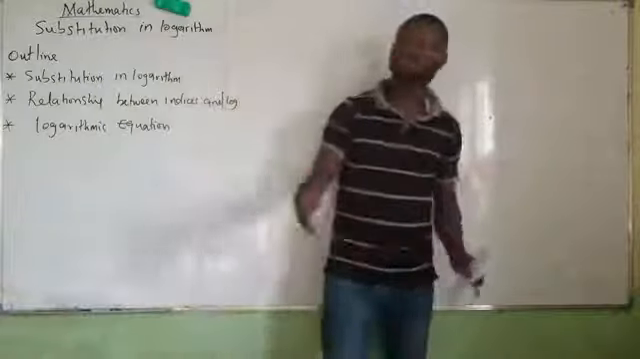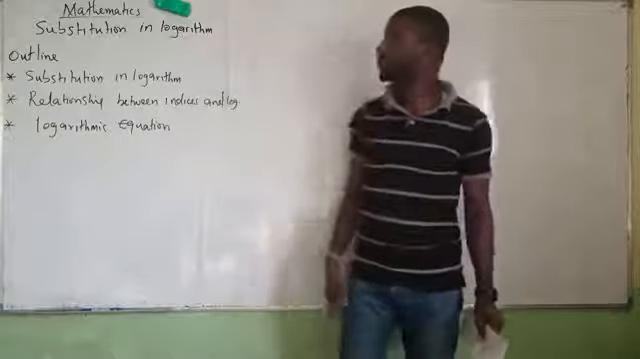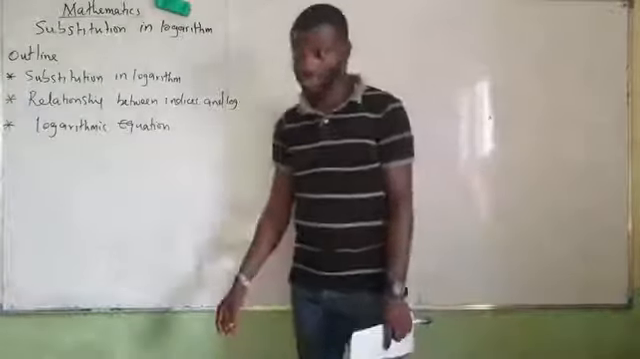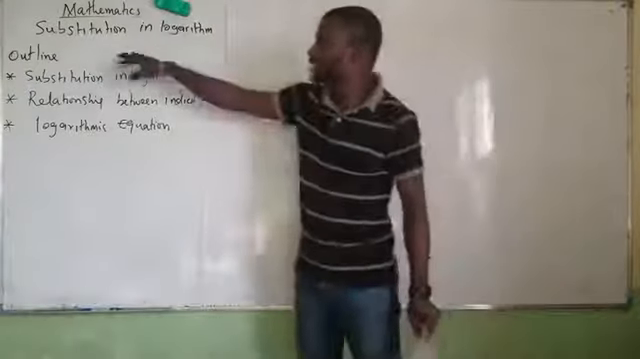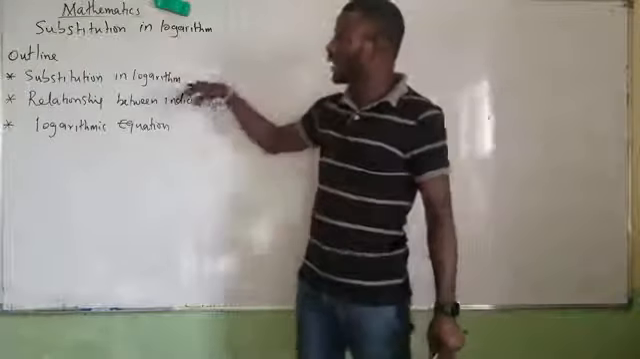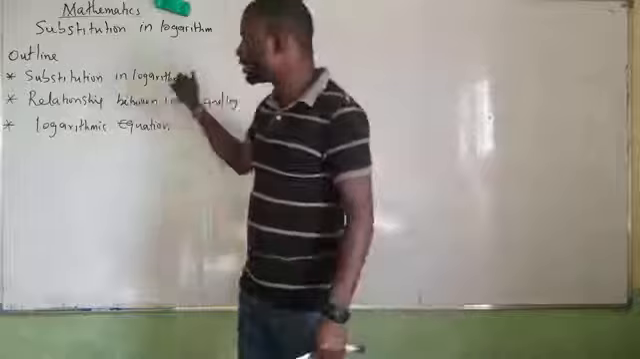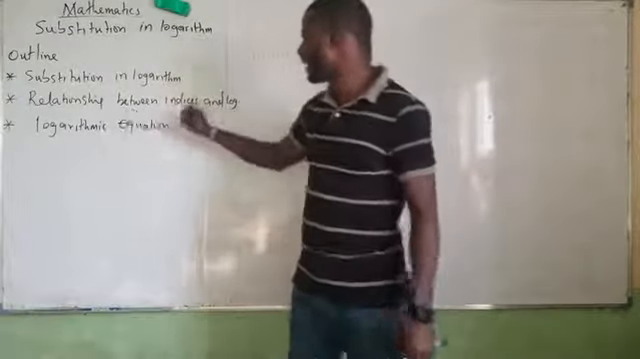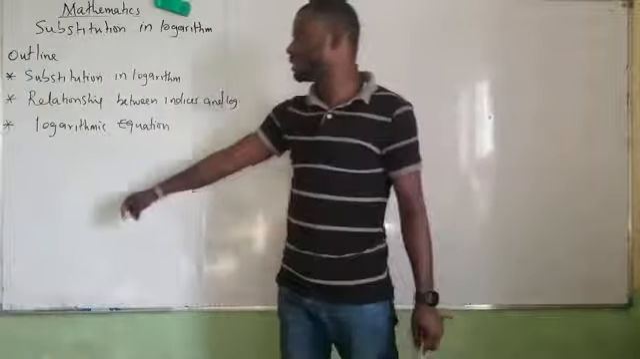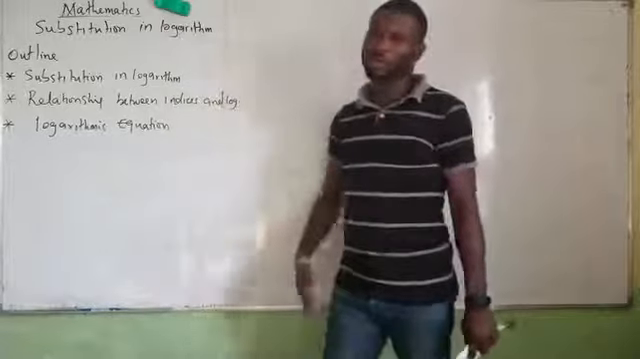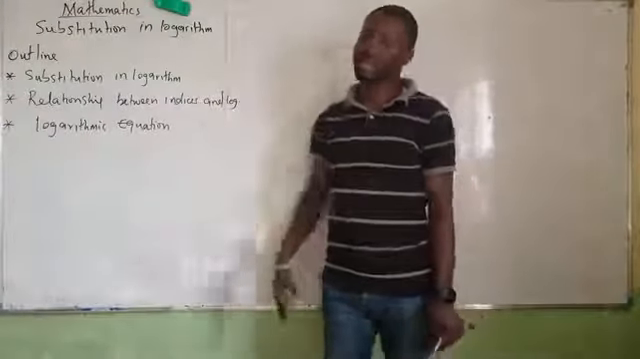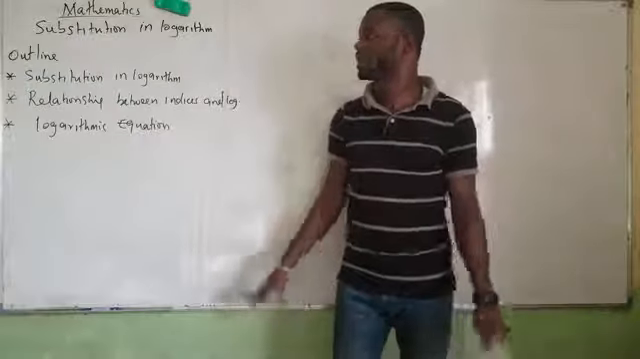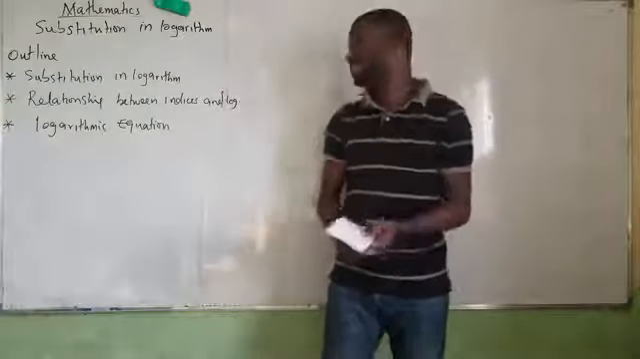This is a continuation of the last video, which was the theory of logarithm. But in this video, I'm working on substitution in logarithm. The outline is: number one, substitution in logarithm; two, relationship between indices and logarithm; and three, logarithm equation. The next video will be the simultaneous form of indices and logarithm, and the next one will be the quadratic form of logarithm. Let's see what we can do.